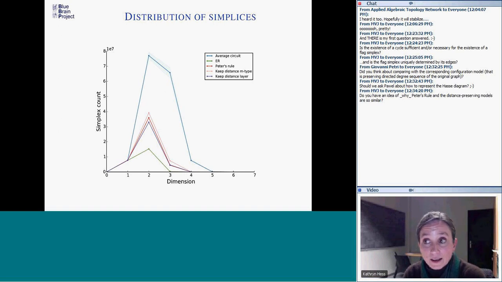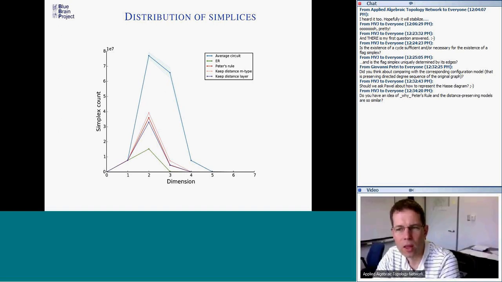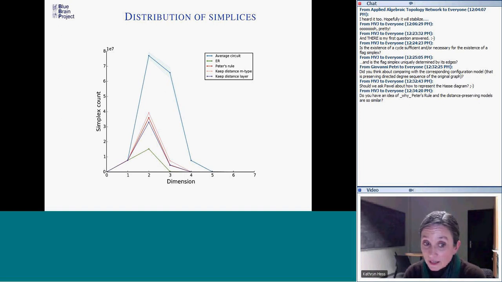Yes? What dimension here on the x-axis? So the dimension of the simplex. So simplices, one simplices, two simplices. So for example, what this says is that you have roughly 80 million two simplices in the average directed flag complex in the average microcircuit.